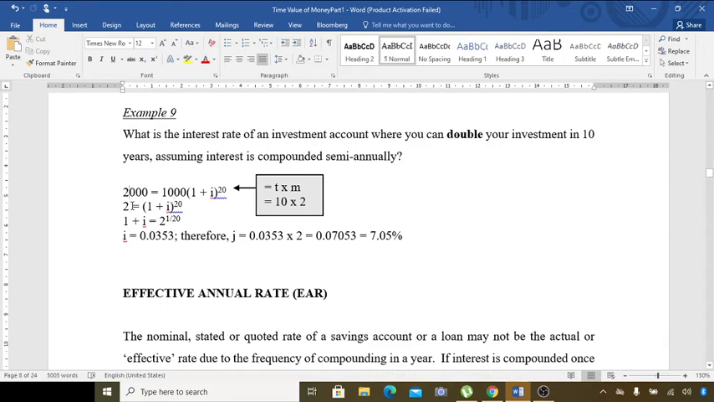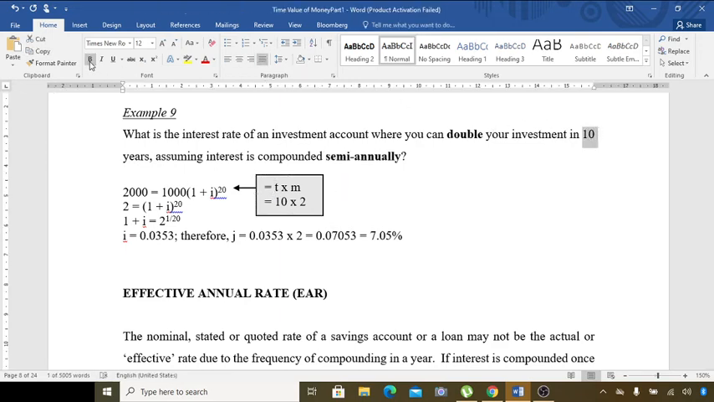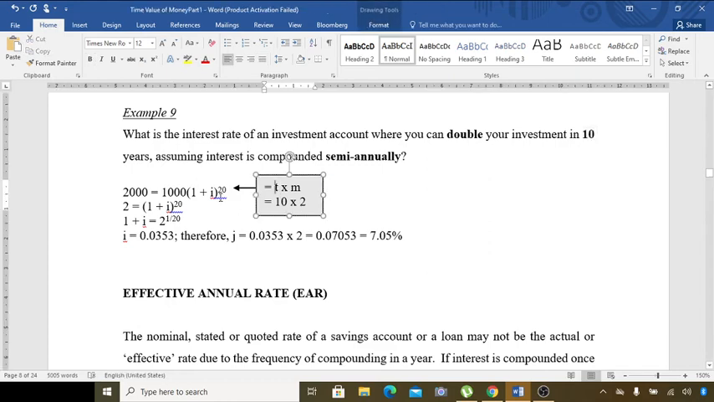So you rearrange. Finally, you have to divide the 2,000 by 1,000, it becomes 2. It doesn't matter. If you start with 5,000, becomes 10,000, you divide both, it becomes 2. So the key here is the word double. If it is triple, then it becomes 3. If it's quadruple, it becomes 4, and so on and so forth. So applying the formula, 2 now becomes 1 plus I to the power of 20, right? Why 20? Because of semi-annual compounding. T is 10 because it is a 10 year investment, so 10 times 2 is 20, right?